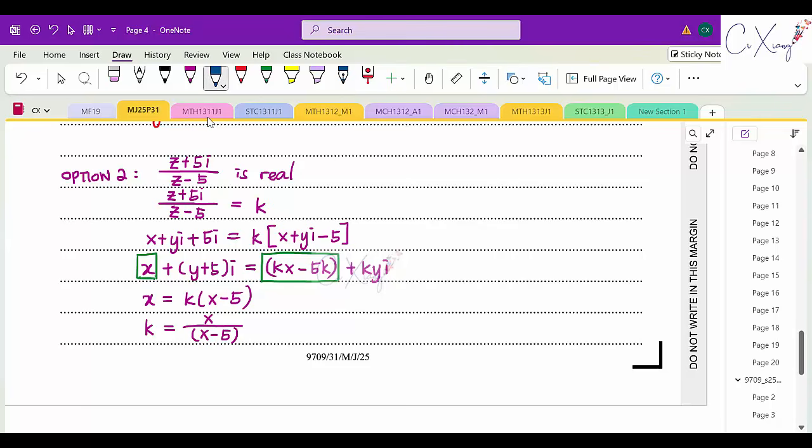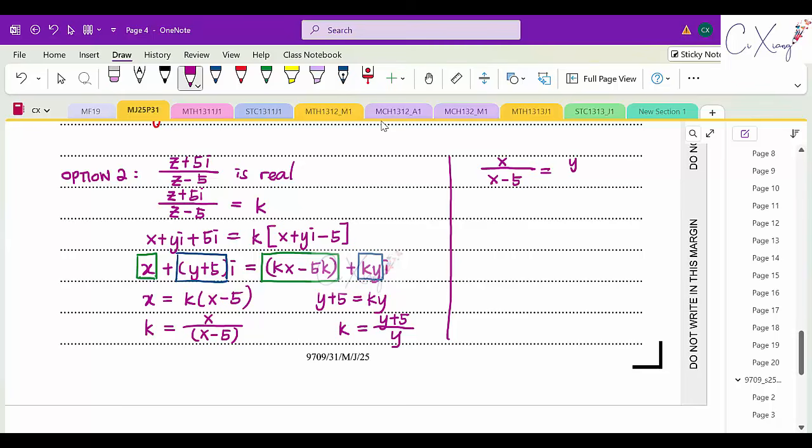Okay, then after that, I compare the imaginary part with the imaginary part as well. So what do I get from here? I will have y + 5 = ky. So what's the k here? k will be equal to (y + 5)/y. Okay, then from here you know that this value of k should be the same. So what I do is compare them also. So x/(x - 5) = (y + 5)/y. Simplify this equation.